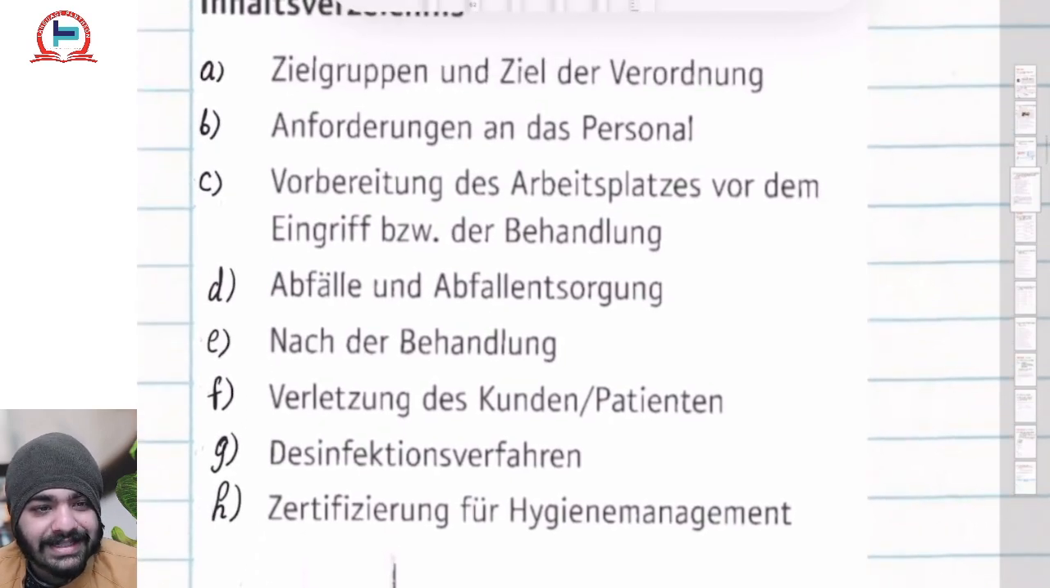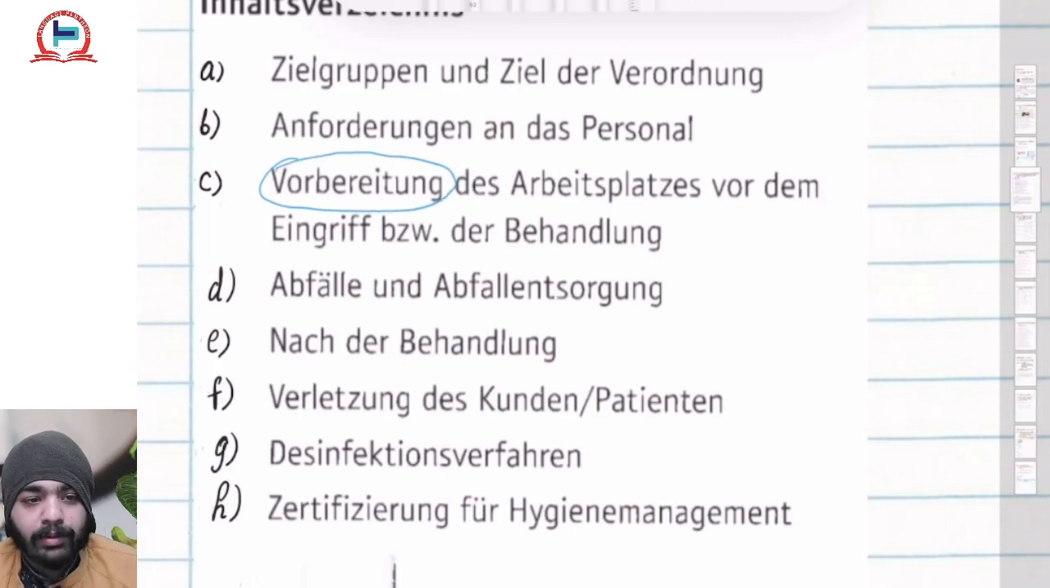Are they talking about the Zielgruppen, the target group who they are targeting? No. Anforderung an das Personal. Are they demanding anything to the staff, to the Personal? Nein. C. Vorbereitung des Arbeitsplatzes vor dem Eingriff bzw. der Behandlung. Preparation of the workplace before the interference or the treatment. Yes.